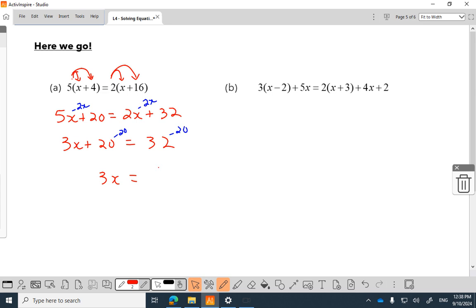32 minus 20 is 12. And now we're back to what Ava said. At the end now, to get rid of that 3 over there, we're going to divide. So x is 12 divided by 3.